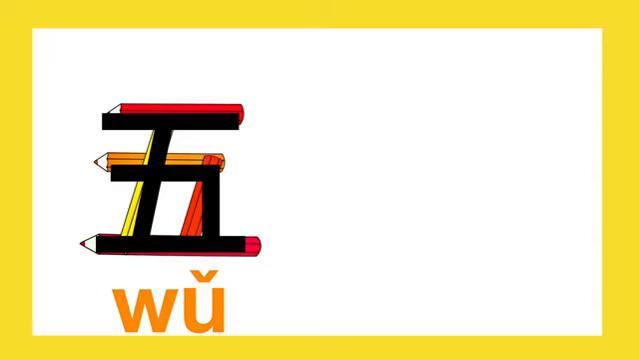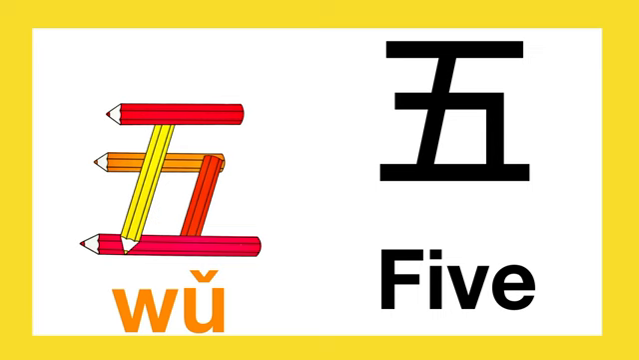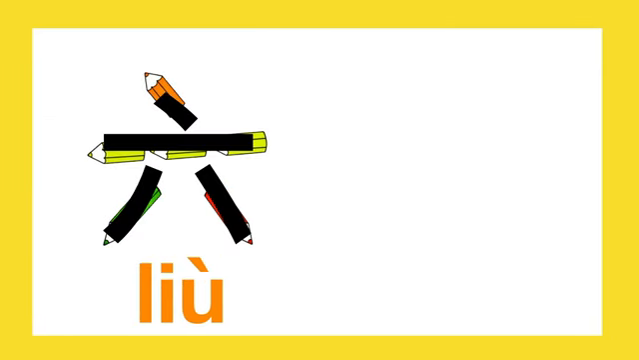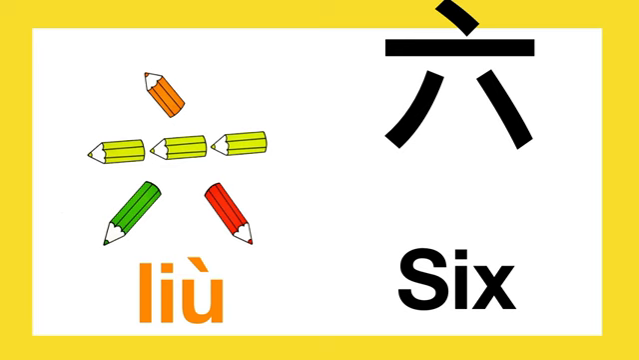This is the character for number 5. It looks just like 5 pencils. I don't know what kind of shape it is. I don't know how to describe it. Use your imagination to help you remember this character. This is the Chinese character for number 6. It is in the shape of 6 pencils, or it also looks like a star.